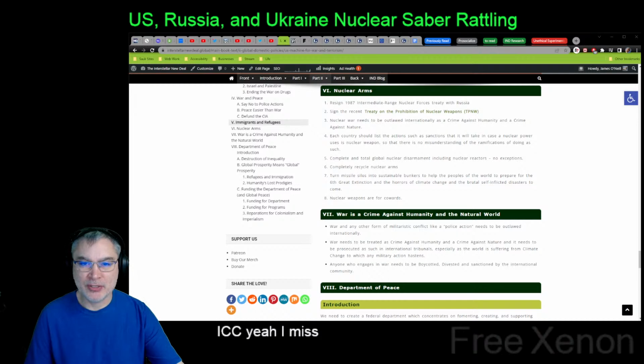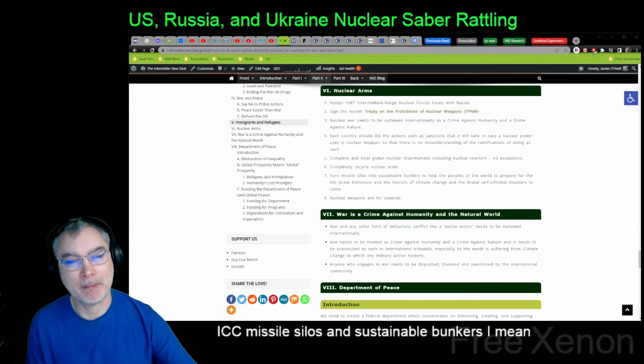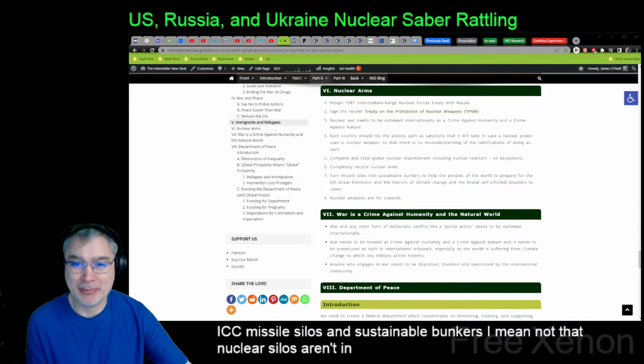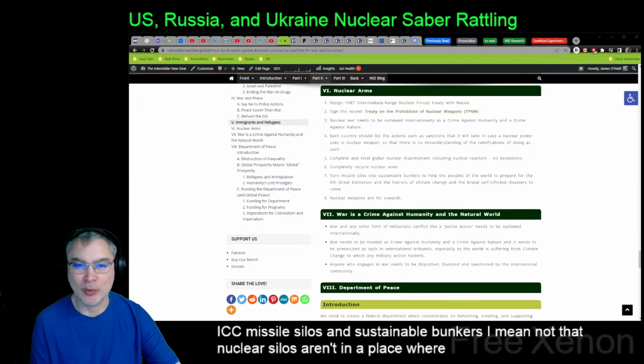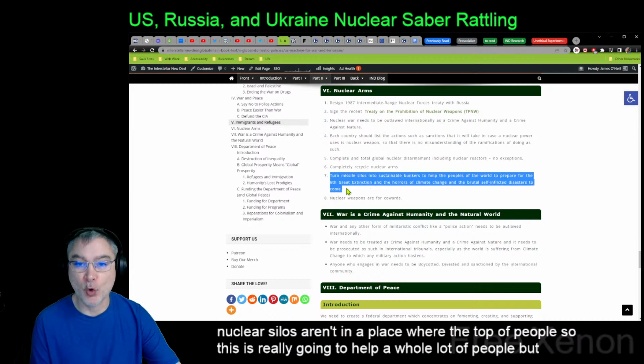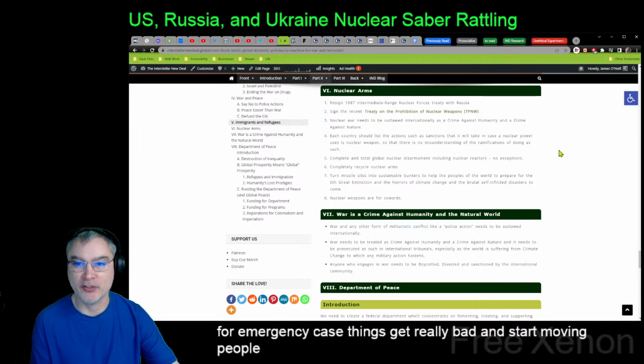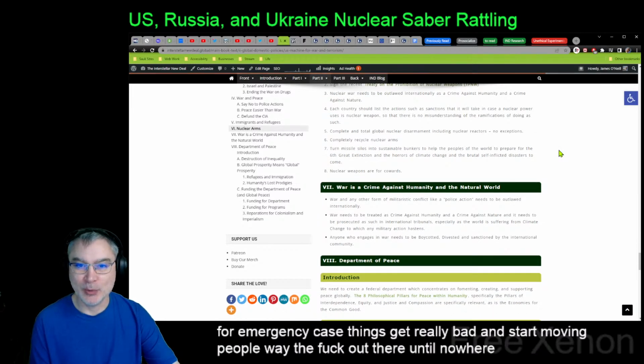Yeah, and missile silos into sustainable bunkers. I mean, nuclear silos aren't in a place where there's lots of people, so this isn't really going to help a whole lot of people, but it's potential for emergency in case things get really bad. We can start moving people way out there in the middle of nowhere and deal with it.